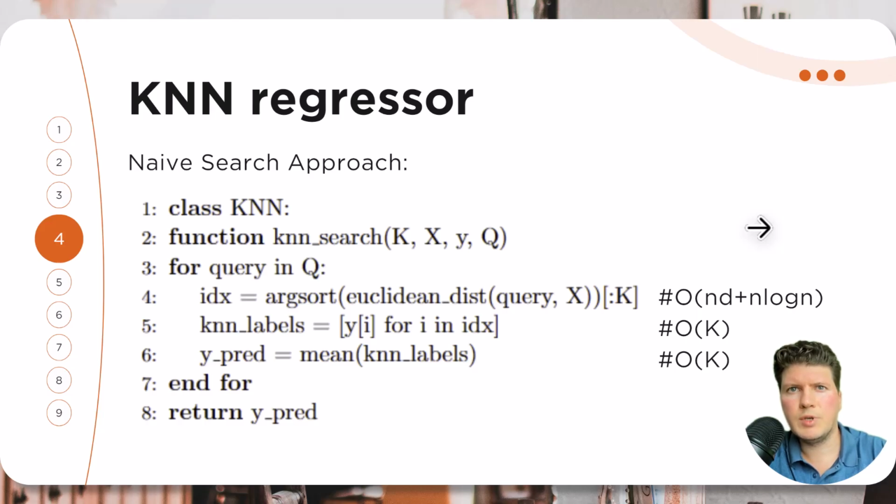This step takes big O of nd plus n log n time to complete because computing distances between n d-dimensional points takes nd time and sorting takes additional n log n time. Having found our k nearest neighborhood, we extract the training labels and compute our predicted labels as the average of the training labels in the nearest neighborhood. Before we go into implementing the pseudocode in Python, let's take a look at approximate nearest neighbors.